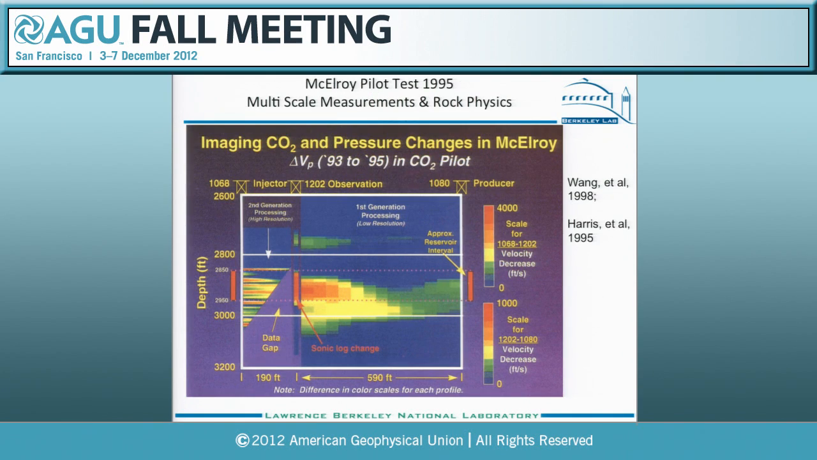So in the Sleipner case, there was no monitoring well, so they still don't really know exactly what's going on in the subsurface. Once you have monitoring wells, you can do a much better job of imaging the CO2, and this is an early, very good example from the McElroy pilot test. This is seismic crosswell imaging. You see two different resolution levels. The one in the center is the seismic velocity anomaly caused by the CO2. The one on the far left has much higher resolution. The wells are closer together, and you can start to see the stratification in a better way.